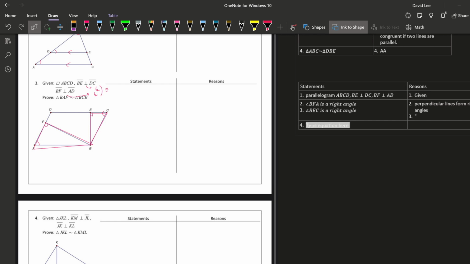And then I'll say angle A is congruent to angle C because in a parallelogram, opposite angles are congruent. And then that's it, actually. So triangle BAF is similar to triangle BCE because angle. Simple as that. As long as you can figure out which two triangles you need, and then you can find two angles that are congruent, that's the whole proof.